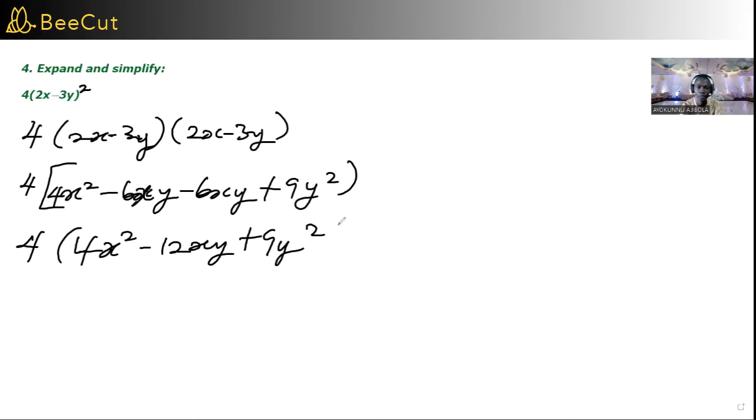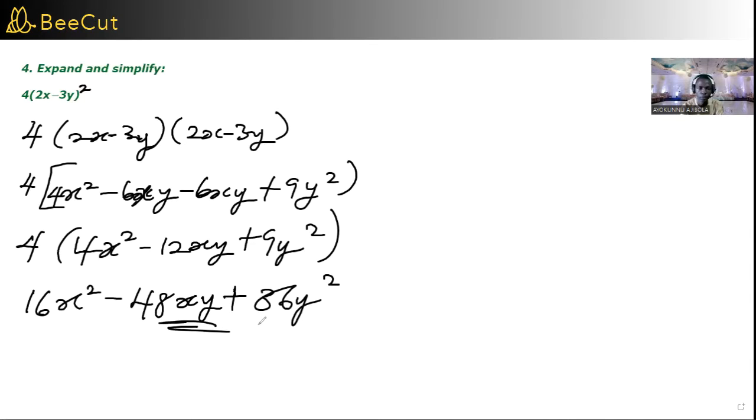Then the 4 outside the bracket can now open up. Then you have 16x squared minus 48xy plus 36y squared. So that is the answer to that. Let's see the next one that we have. Let's move on.